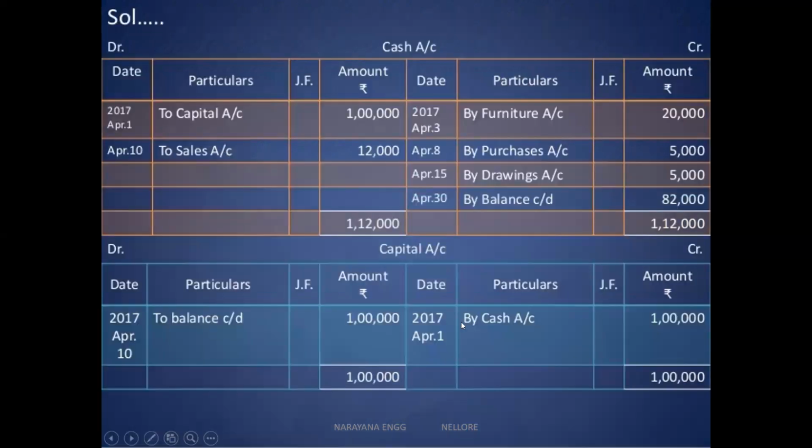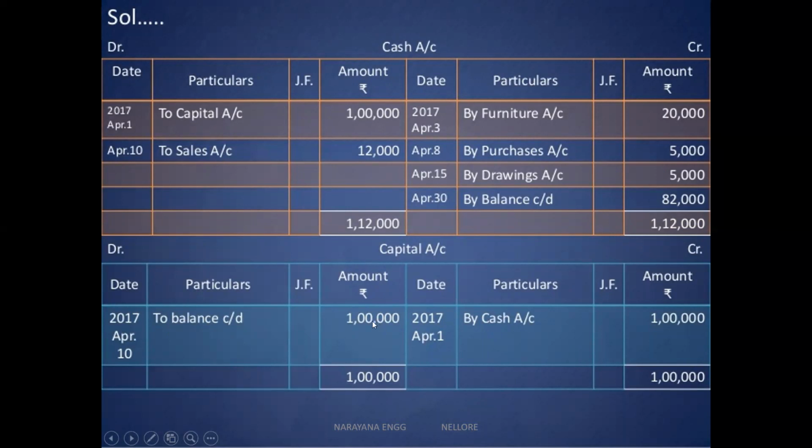So in the capital account, the credit side shows by cash account, April 1st, 1 lakh rupees. There is only one entry in the capital account, only April 1st. So the total amount is 1 lakh, and you can mention this total on the left and right sides. So 1 lakh and 1 lakh, and as for the balance amount, you can check: the to balance carried down here is 1 lakh rupees.